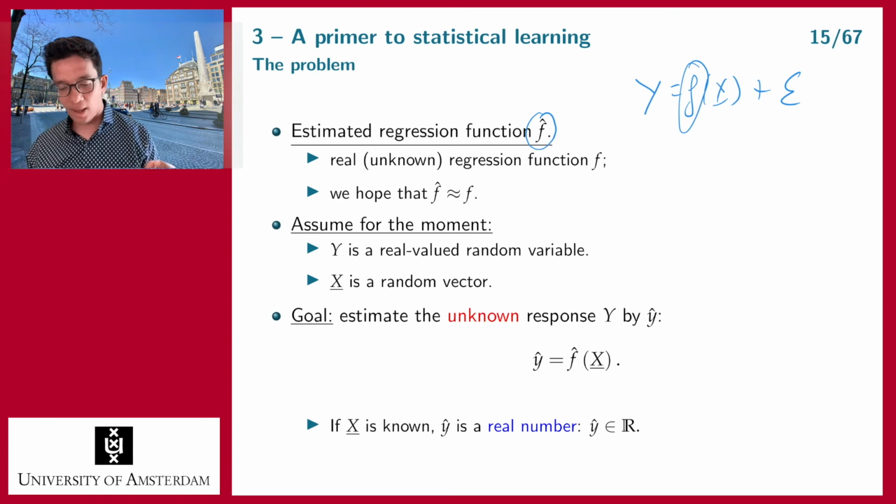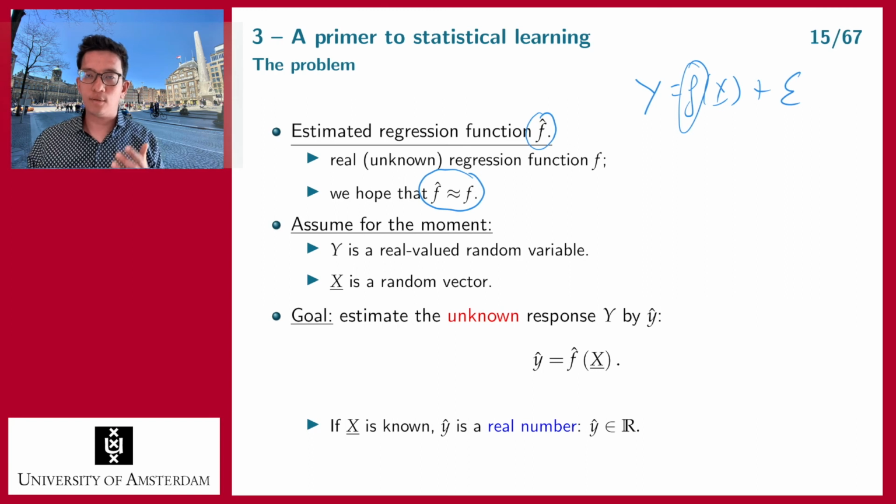And then I hope that f hat is more or less the same as f, that the difference between f hat and f is not too large, because it means that if I use my estimate f hat, I get more or less the same values as I would obtain if I was using the correct function f. So that's in a nutshell what is happening in statistical learning. You do stuff and then you obtain f hat.